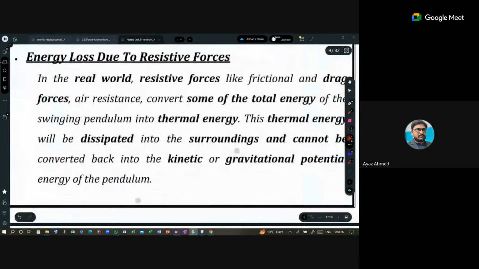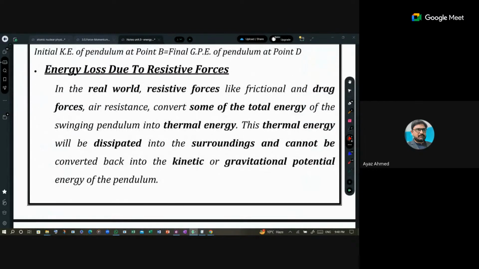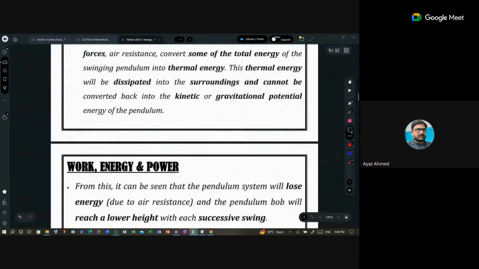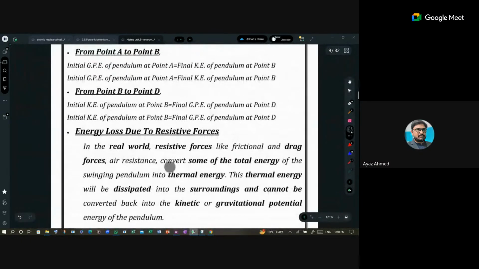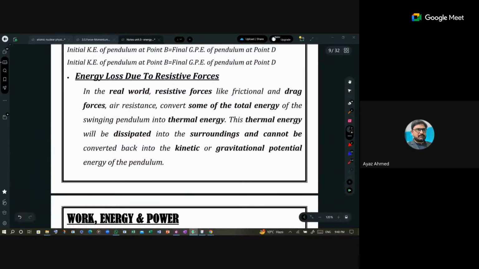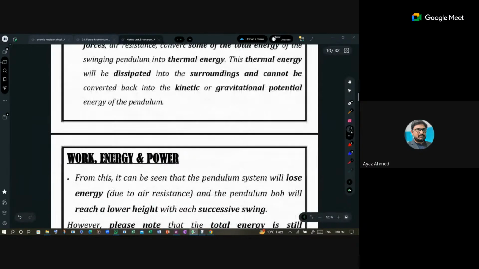Now here is the new topic, that is the energy loss due to resistive forces. What is energy loss? Energy loss due to resistive forces. Let me explain one example before going through this topic. Just wind this up, and then we will talk about some examples from past papers.